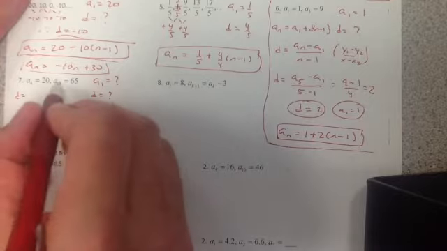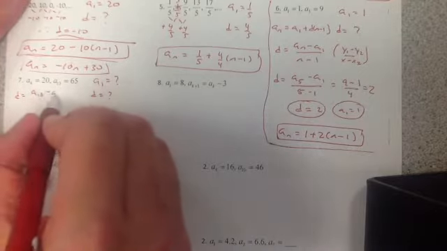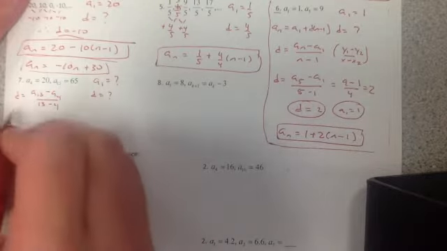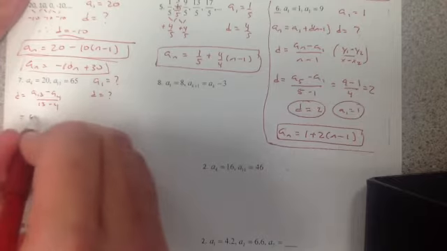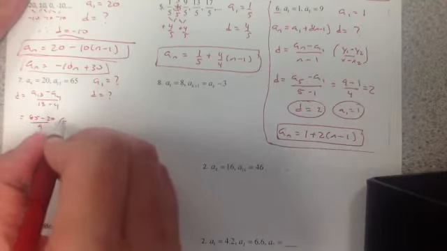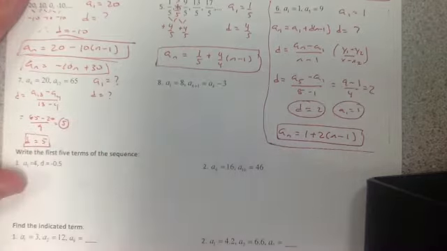The common difference, remember, from our formula, is a sub 13 minus a sub 4 over 13 minus 4. Very easy to get. And that becomes 65 minus 20 over 9, which is 5. So our common difference is 5.